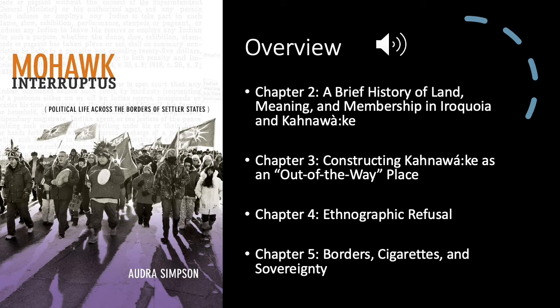Chapter 4 then builds on Chapter 3 through this concept of ethnographic refusal. That's really the key concept out of that chapter. Here, Simpson is talking about moments when Mohawk people refuse to participate in the ethnography, when they say, turn off the tape recorder or something like that, as well as her own refusals: what is she not going to talk about? What does the reader need to know, and what is she not going to talk about?